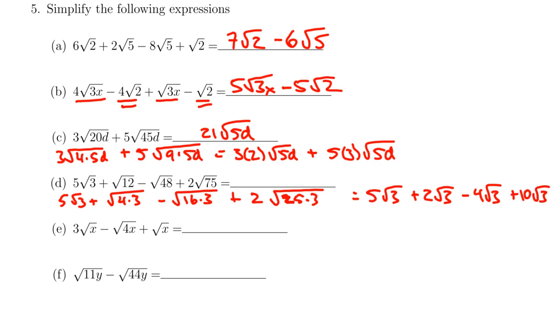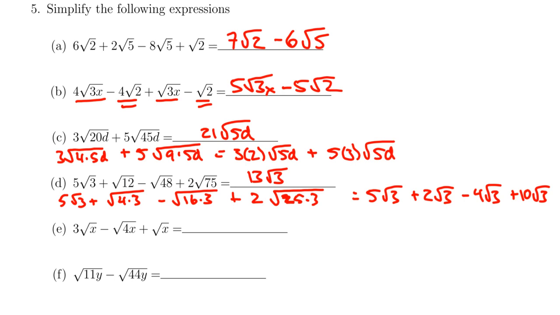Now, how many root 3's do I have total? Well, I've got 5 root 3's and 2 root 3's. That's 7 root 3's. Minus 4 root 3's is going to be 3 root 3's. Plus 10 more root 3's will give me 13 root 3's at the end there.